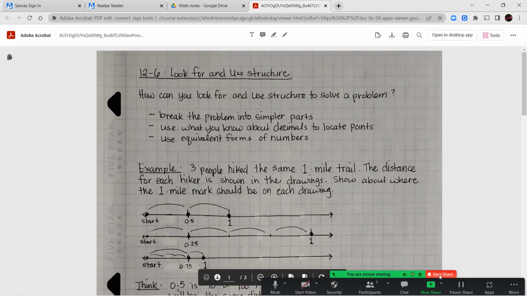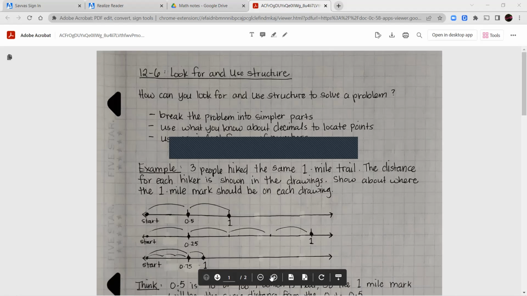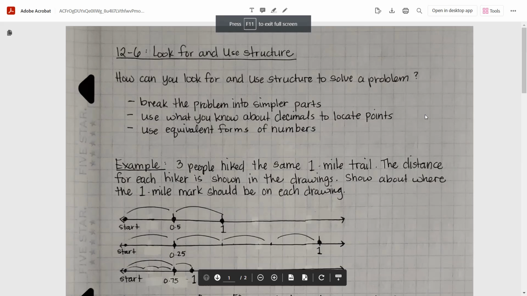Now for our notes for this section, we are going to focus on the question, how can we look for and use structure to solve a problem? So again, we can break the problem into simpler parts. We can use what we know about decimals to locate different points on the line. And we can use equivalent forms of numbers when we need to.